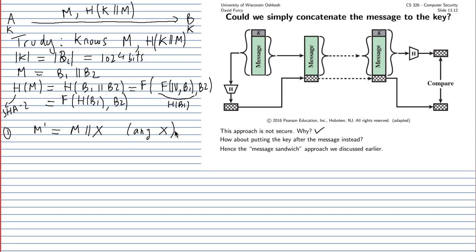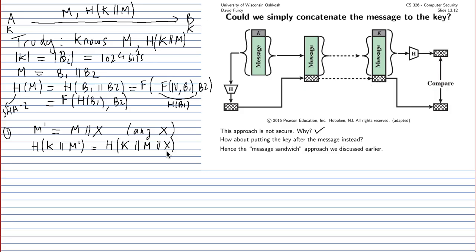And so if Trudy wanted to replace M with M prime, she would have to compute the authentication code for M prime. And not only that, she would have to compute the authentication code for the key K concatenated with M prime in this approach, which we're trying to prove is not secure. So how would she do that? Well, let's rewrite this argument here as K concatenated with M prime, which is nothing but M and X. Okay?